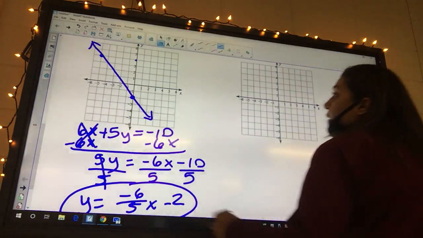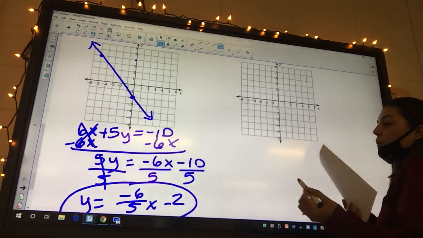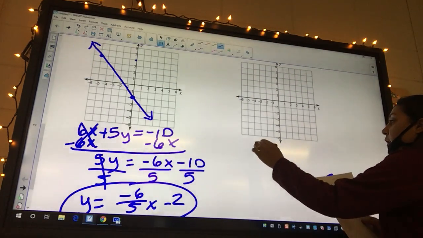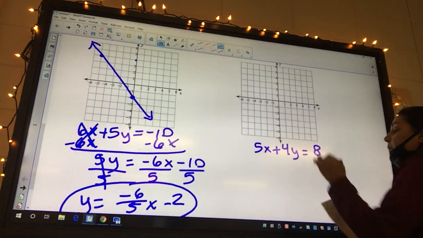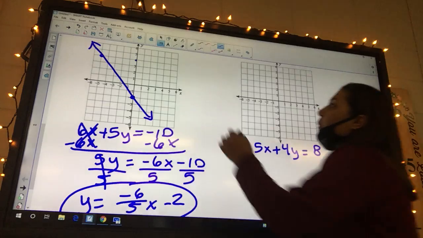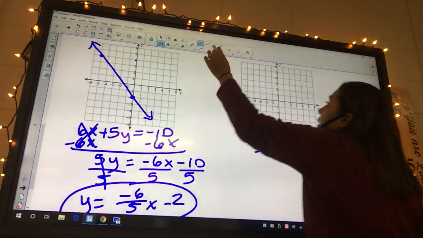Okay, look at number 12. 4, sorry. I don't even know where 12 came from. 5x plus 4y equals 8. There's literally not a 12 on the page anywhere. I don't even know what. Doesn't matter with me.